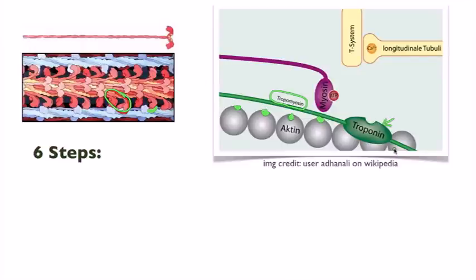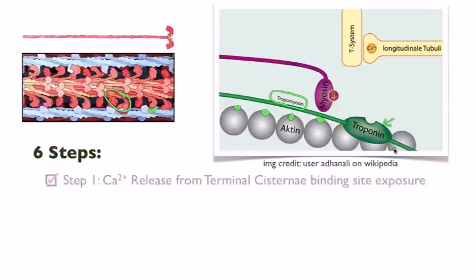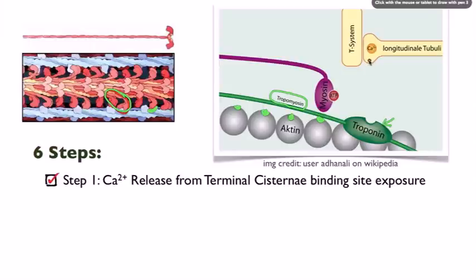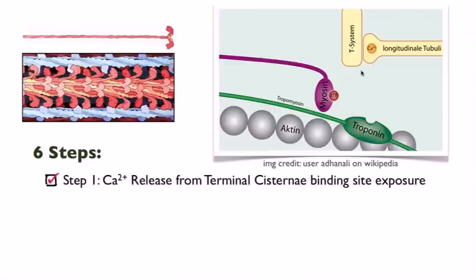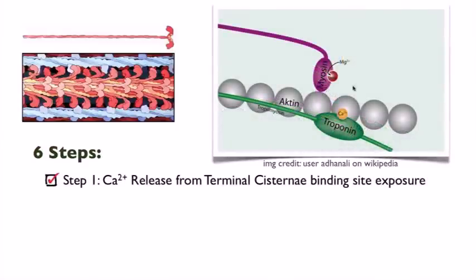All right, so let's go now and look at the 6 steps of muscle contraction. Step number 1, calcium is released from the terminal cisternae. Remember we said that the terminal cisternae is a part of the sarcoplasmic reticulum, and that is where calcium is stored. So calcium is released. You can see here we have this little binding site for the calcium. So the calcium now comes and binds to the troponin.